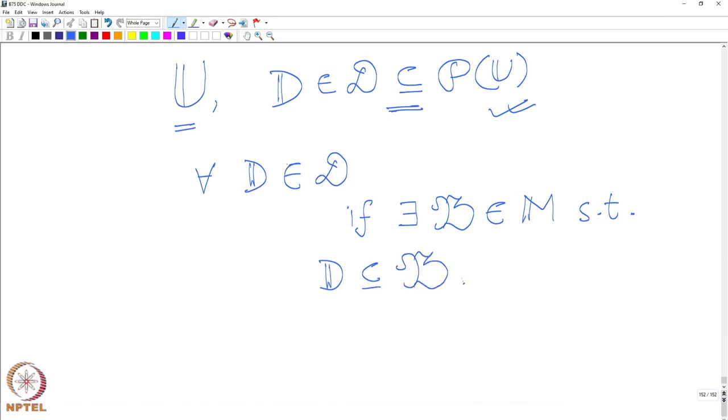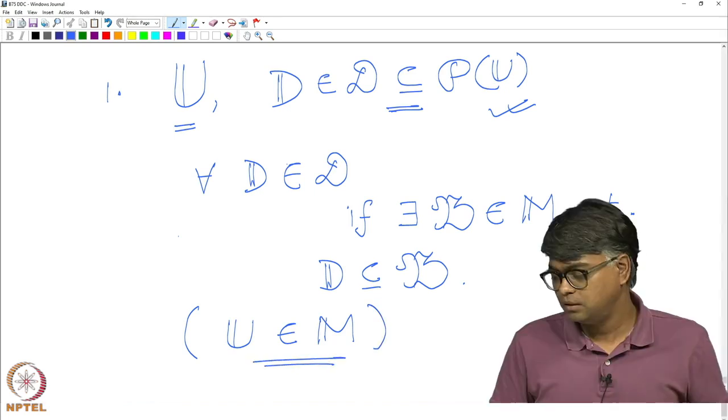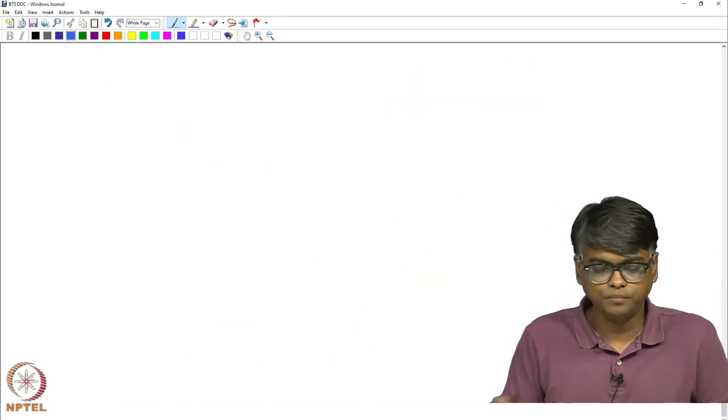So, we make this assumption first, assumption number 1, that for every possible data, there is at least one model we know. Why is this not a very restrictive assumption? Because this can be made sure by ensuring that universum is also a model. When universum is a model, then you always have a model that explains the data, that is guaranteed. So, this is not a very restrictive assumption.